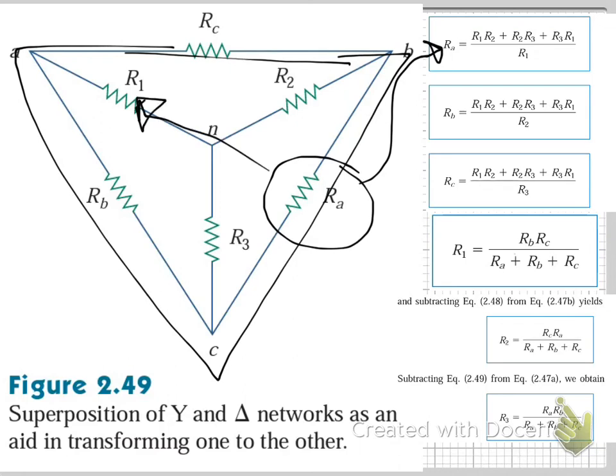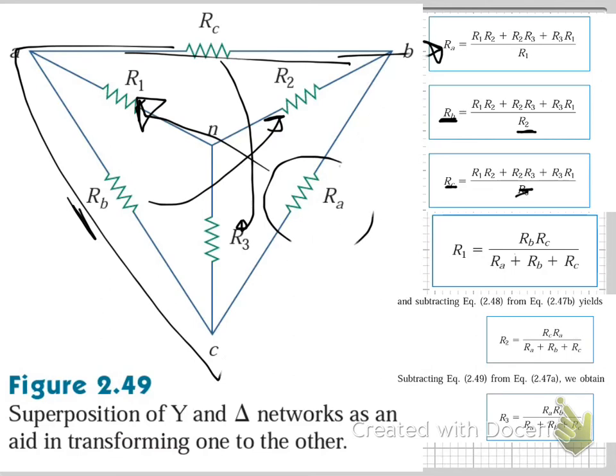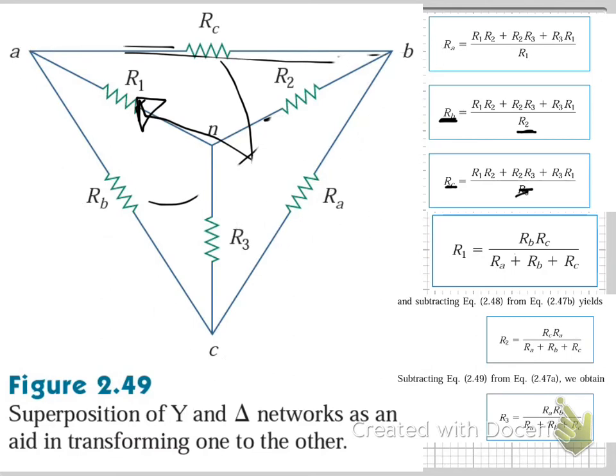R1. Let's look at RB. RB, which is this one, is divided by the opposite one, R2. RC, which is this one, is divided by the opposite one, R3. And that's a quick way for you to remember these formulas. So as long as you can memorize one of those formulas, you can get the other three. That's something very nice.